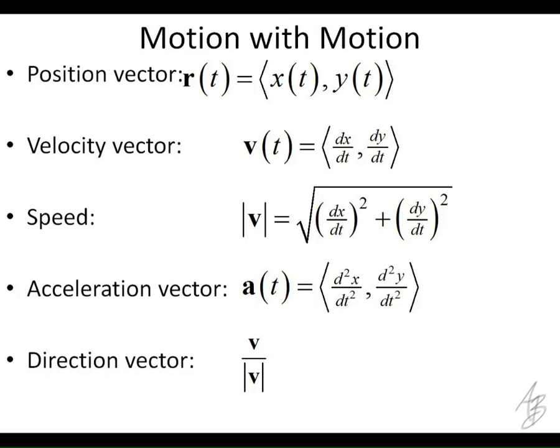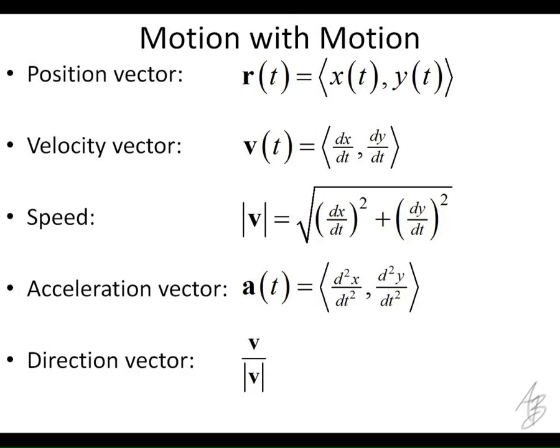The speed is going to be the magnitude of the vector. And so since we're talking about x and y as functions, then to find the magnitude of those functions, we would take the derivative of x with respect to t and the derivative of y with respect to t and plug it in here. And so this would be the magnitude of this vector right here.